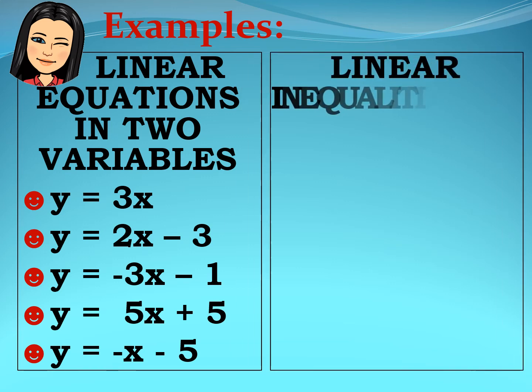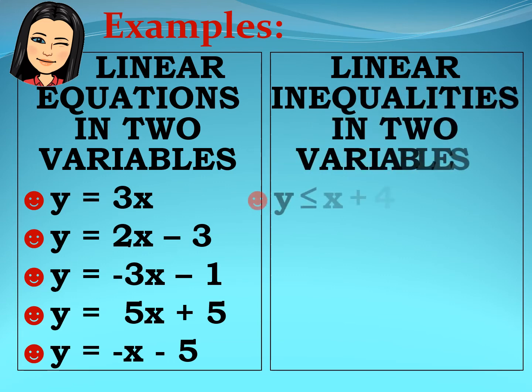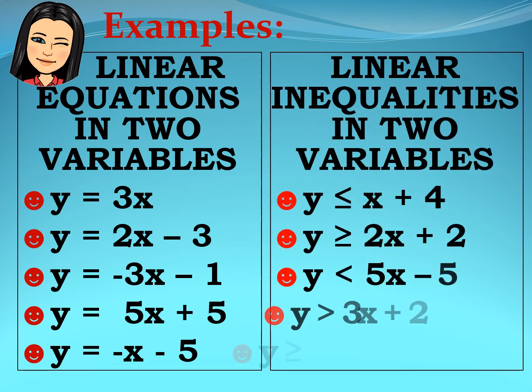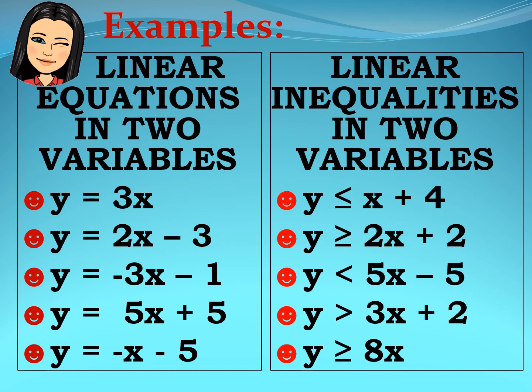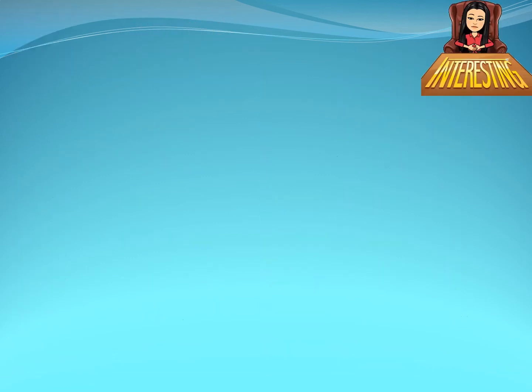For linear inequalities in two variables, we have y is less than or equal to x plus 4, y is greater than or equal to 2x plus 2, y is less than 5x minus 5, y is greater than 3x plus 2, and y is greater than or equal to 8x.